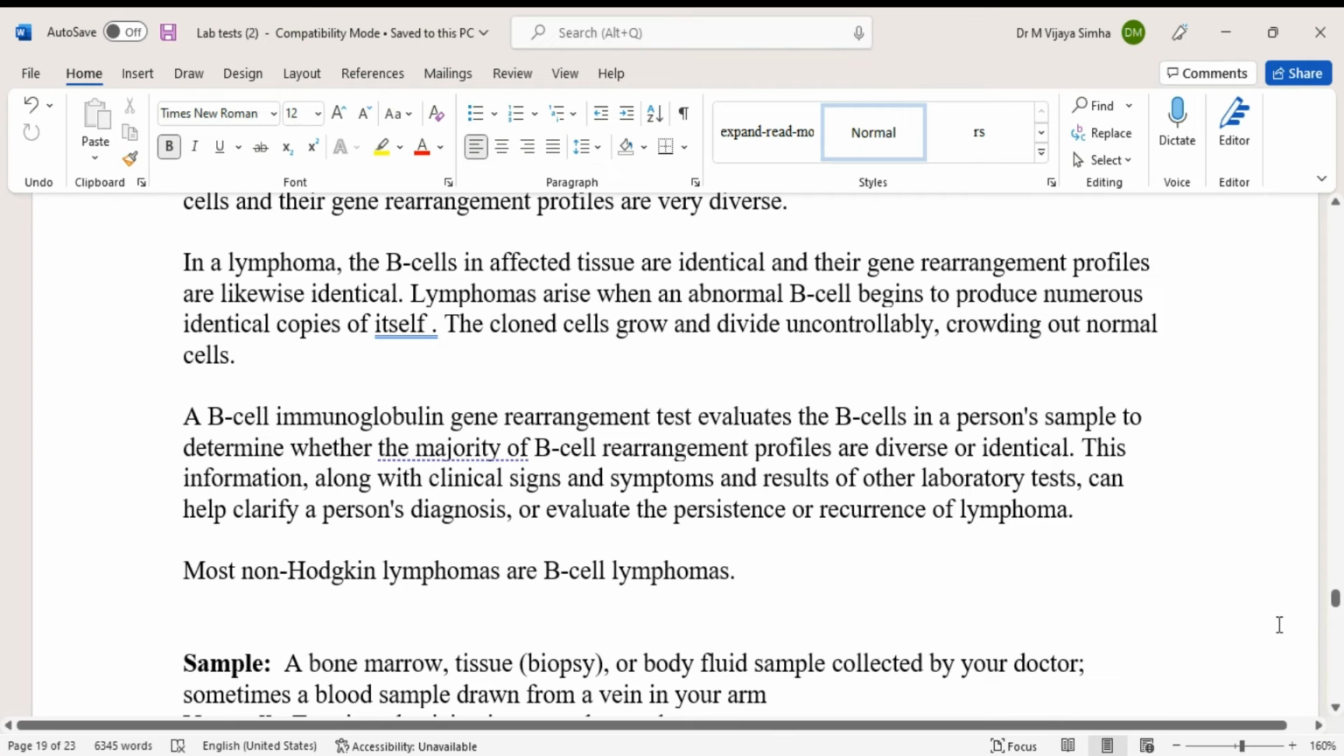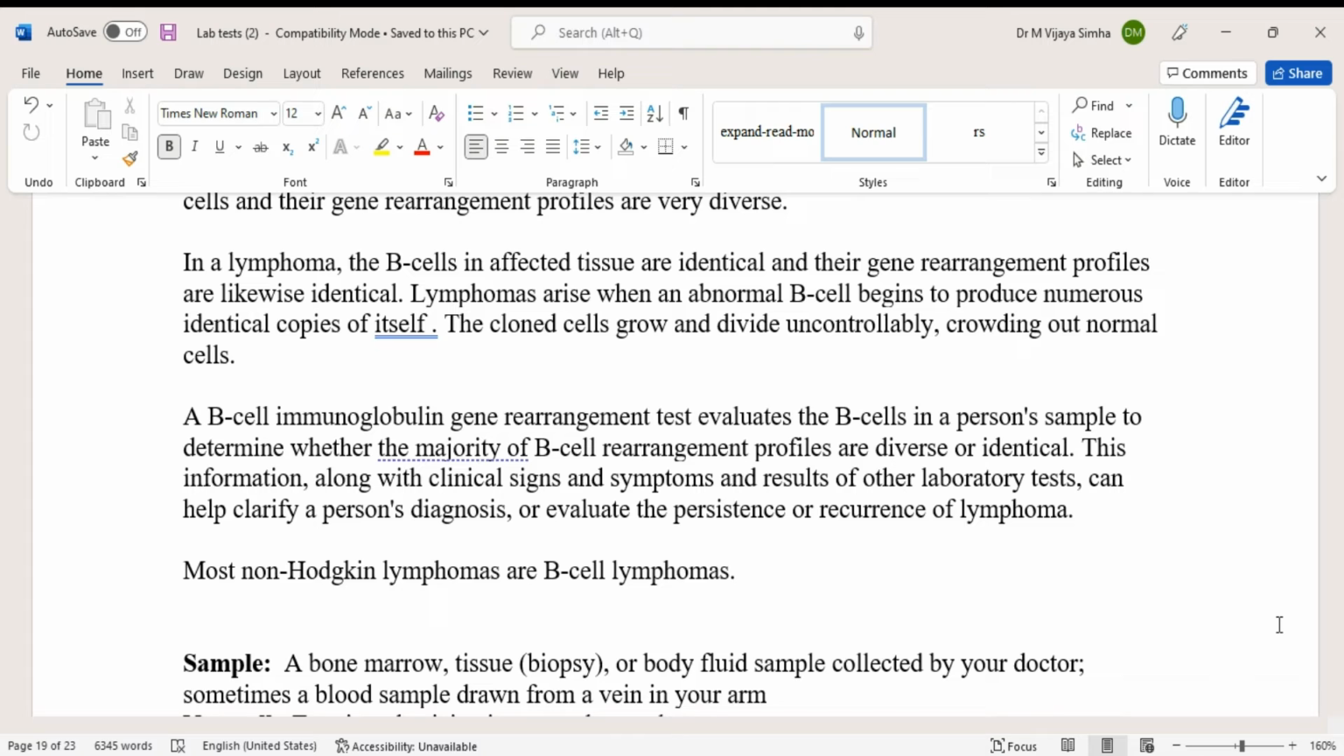A B cell immunoglobulin gene rearrangement test evaluates B cells in a person's sample to determine whether the majority of the B cells' rearrangement profiles are diverse or identical. If it is diverse, it appears to be normal. If it is identical, it is abnormal.